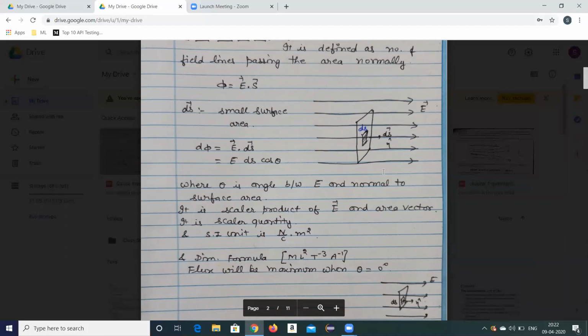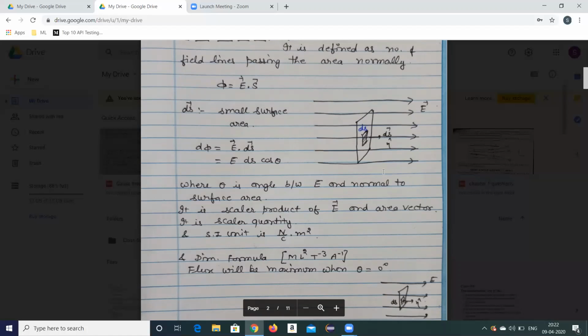Now phi is equal to E dot S. E and S both are vector quantities. So electric flux is the dot product of electric field intensity and surface area. Consider a small surface area ds. d phi is equal to E dot ds. We are defining small electric flux from small area ds.